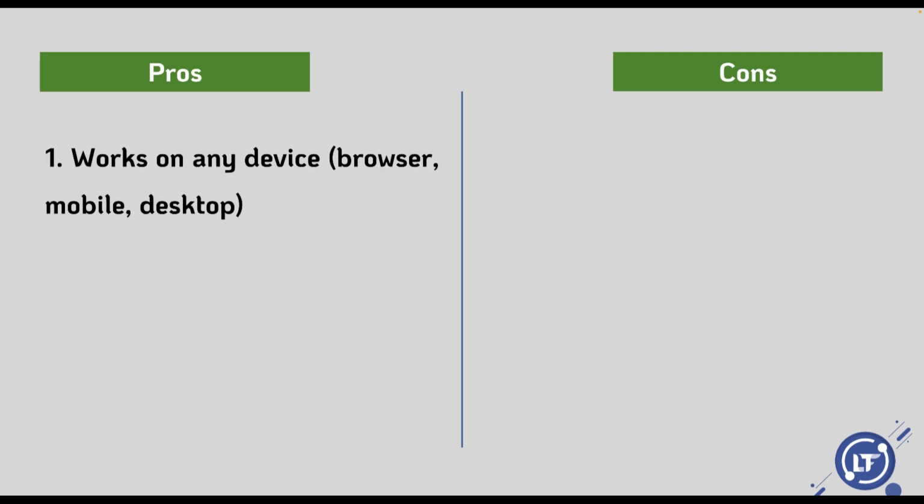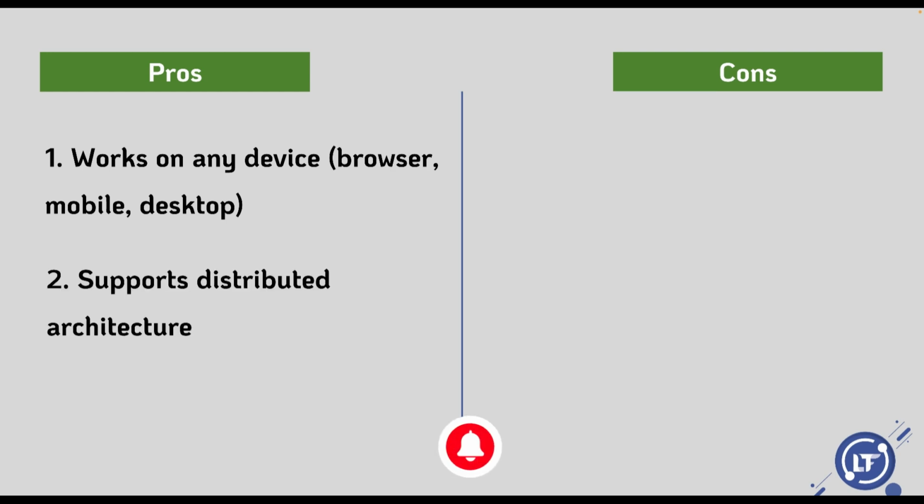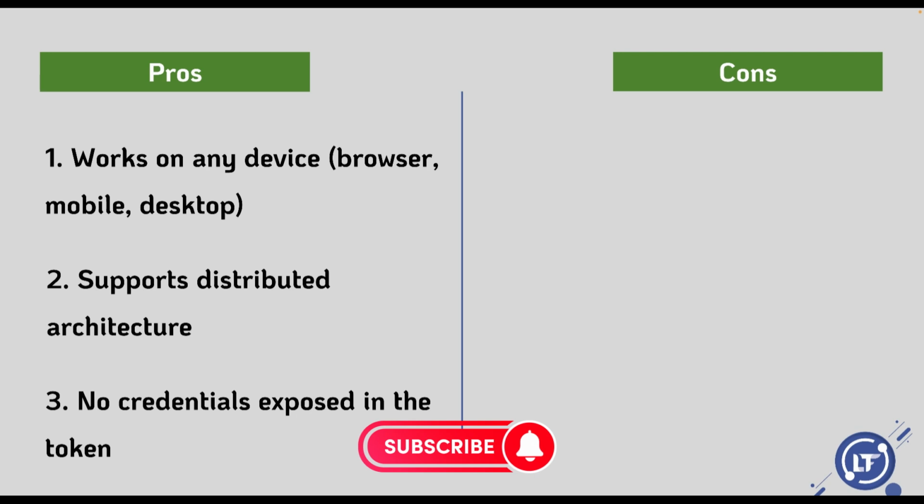Well, the number one pro is the fact that it works on any device. So whether your finance app has a mobile application or a desktop application doesn't really matter or isn't a hindrance, because this method is going to work. It also supports distributed architecture, and no credentials are exposed in the token, which is awesome. Now let's look at the cons.